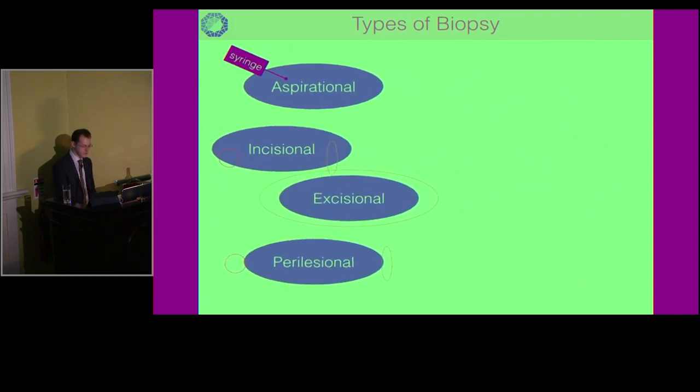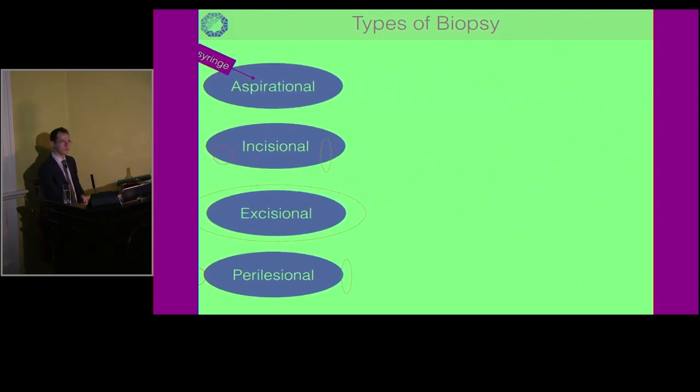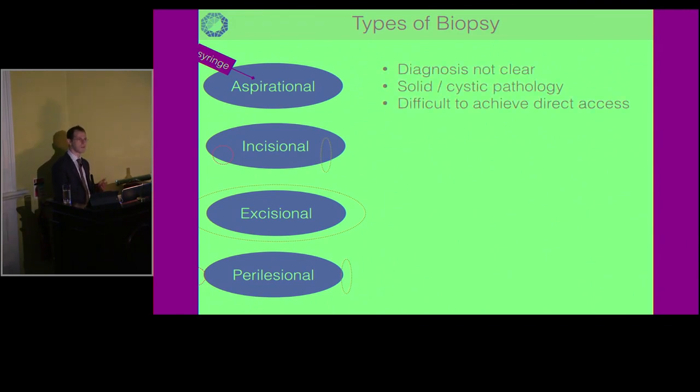So why do we do all of these? Well, the aspirate biopsy usually is when we've got no clear diagnosis or we're not sure of exactly what the diagnosis is. And it's generally for solid pathology, so a lump in the face or in a parotid or salivary gland, or where we've got cystic pathology and we want to get a little bit more information about what's inside. Is it blood? Is it cystic fluid? Is it nothing? And it's generally done when we've got difficulty achieving direct access to the pathology.